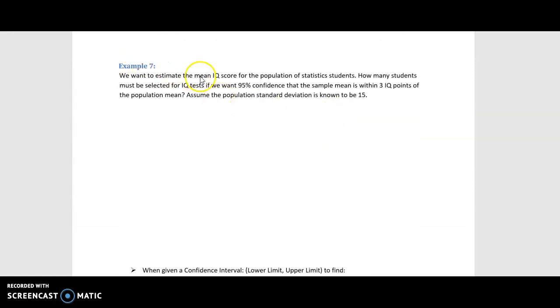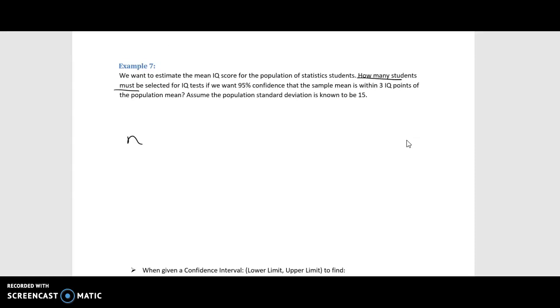So we want to estimate the mean IQ score for the population of statistics students. How many students must be selected for IQ tests if we want 95% confidence that the sample mean is within 3 IQ points of the population mean? Assume the population standard deviation is known to be 15. So, how many students must be selected?